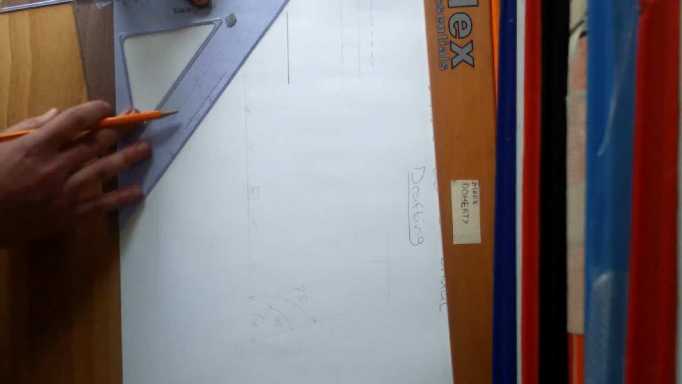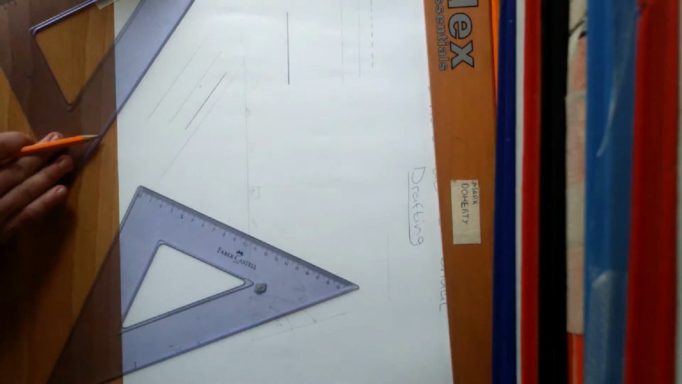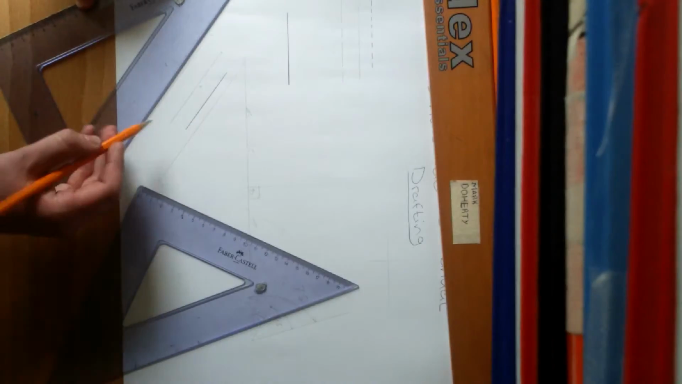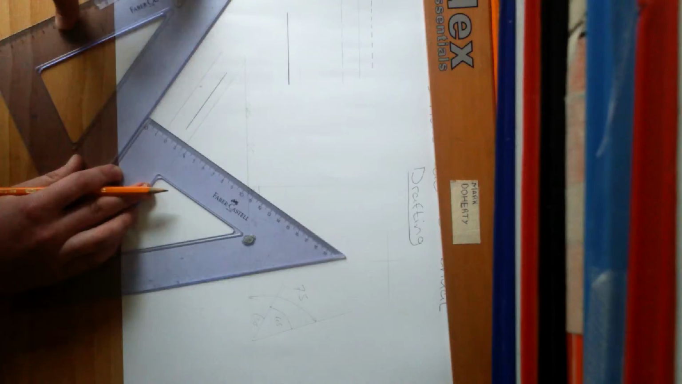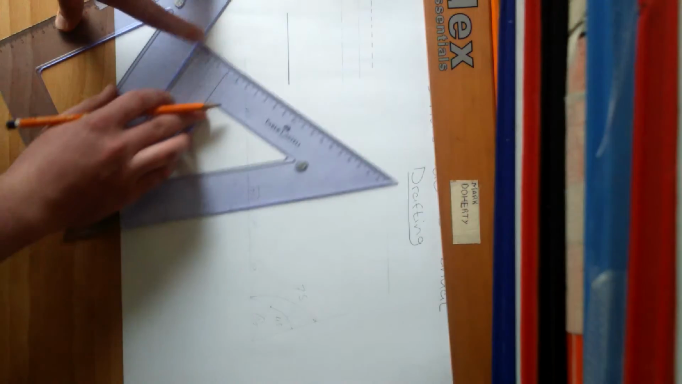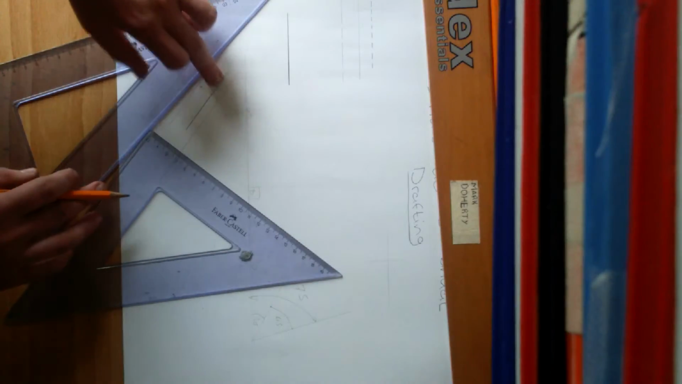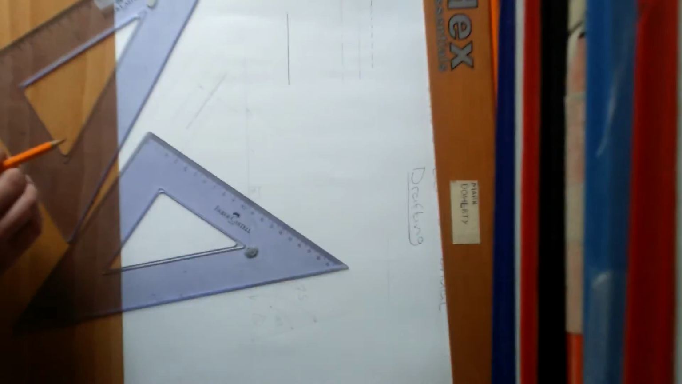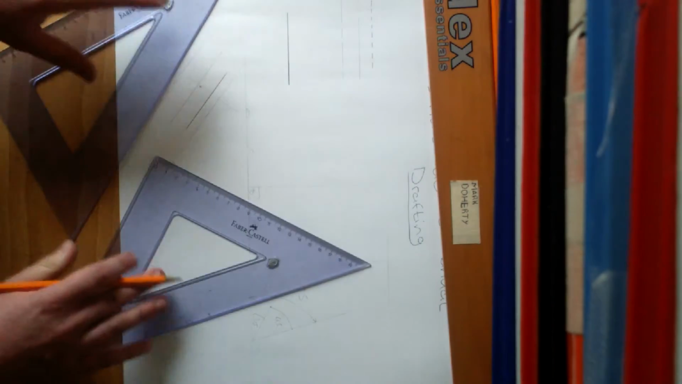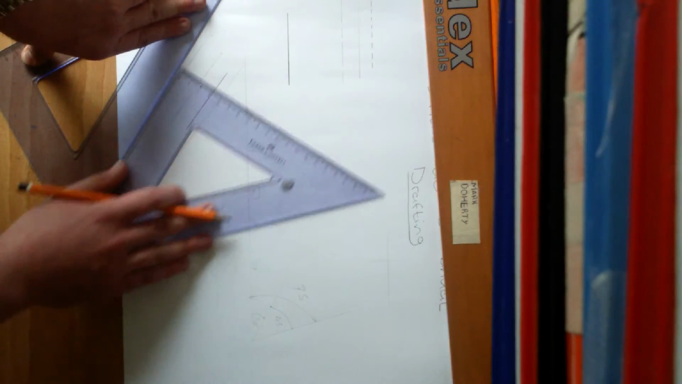And also, if we want to draw perpendicular to these lines now, we set our 60-30 like so, and then place our other 45 on like so, and that line is going to be perpendicular with all those lines because they're all parallel and this is perpendicular. And we're basically using one set square as a track and sliding our other set square up along it.